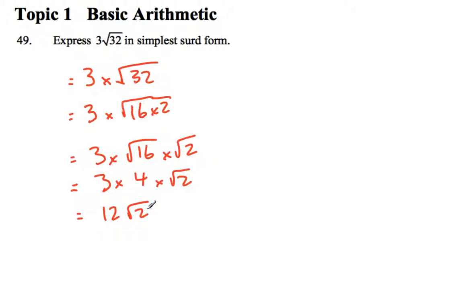So a little bit more work there, but the main thing we did to simplify was to break up 32 into two factors, one of which is square rootable. Remember, the square rootable numbers, the square numbers, are 4, 9, 16, 36, and I forgot 25, etc. That's how we simplify a few surds.